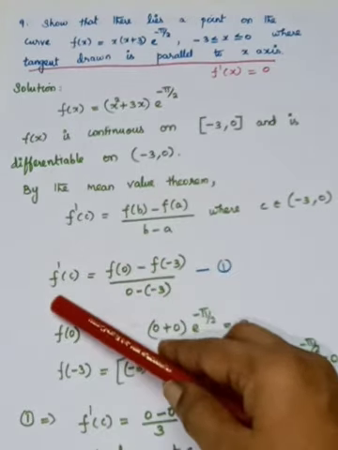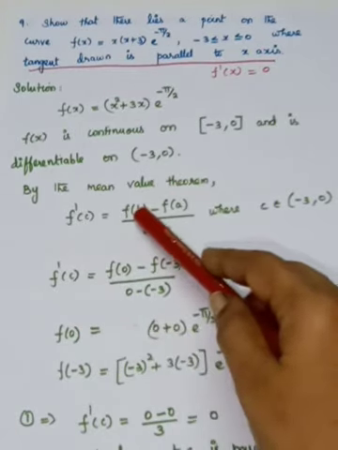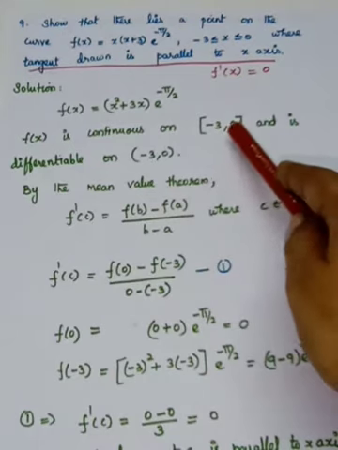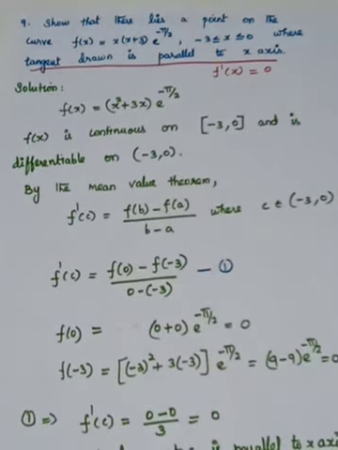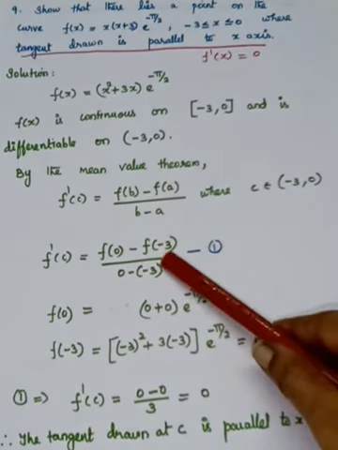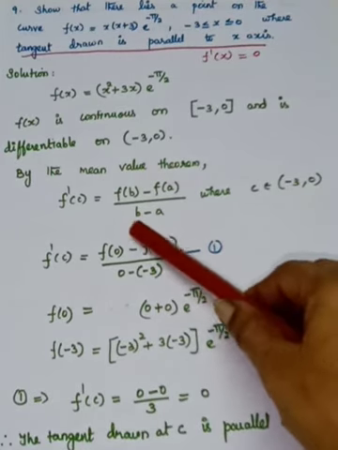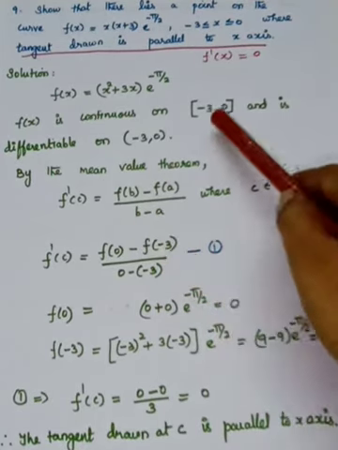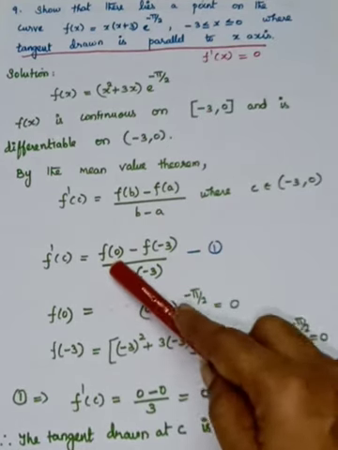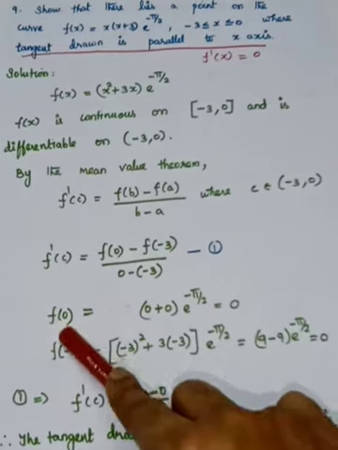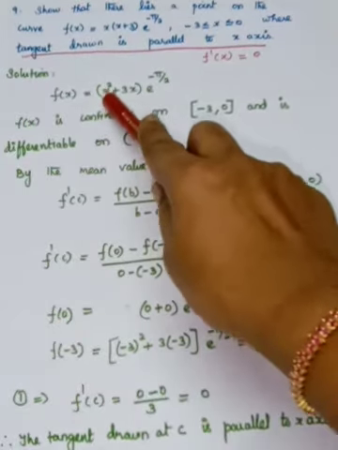So f dash of c is equal to, in the place of b you have to substitute what? 0. So f of 0 minus, in the place of a, minus 3 is substituted. So b is 0 and minus of a is minus 3, so minus of minus 3. Here we have to find out f of 0. So f of 0 means go to f of x and substitute x as 0.